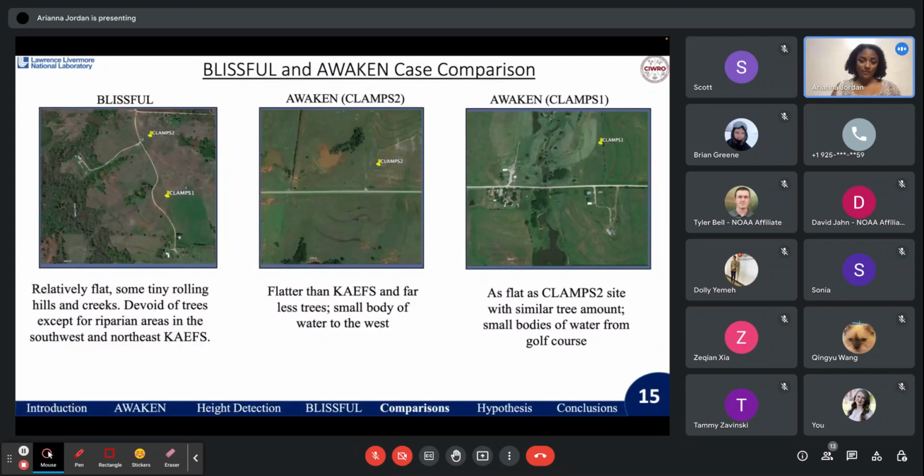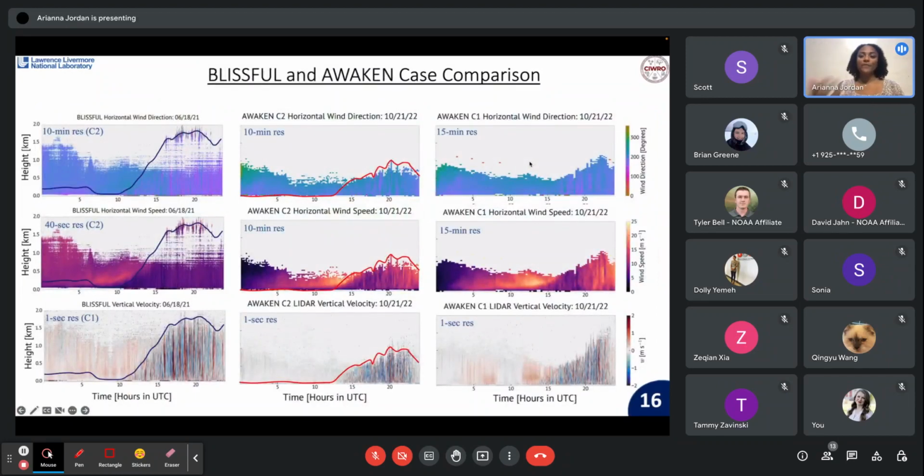And now we can add in the case with the wind farms. So this is what the golf course looks like where we deployed clamps 1. You can see it here. Here's the golf course. And there are some bodies of water for the golf course, but otherwise there's not a ton of terrain influence complexities. And so now when we add this clamps 1 case, the resulting height estimate I added is also very dependent on the stairs data, which you can see gets up to even higher heights, even the same as the Blissful case.